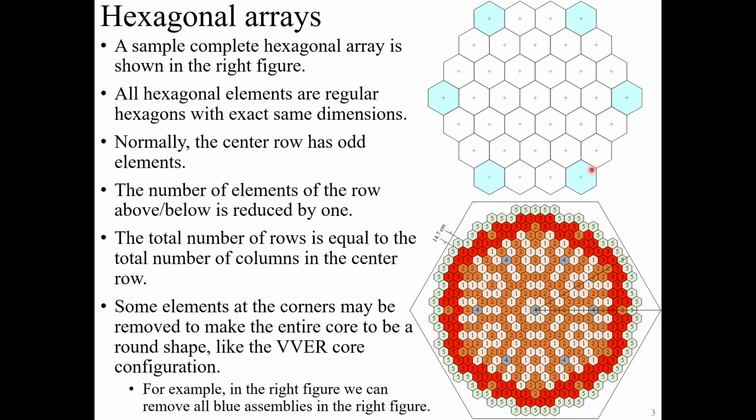The total number of rows will be equal to the total number of columns in the center row. For this one, we have a total of 7 rows, and we have a total of 7 columns in the center row as well. Okay, so the number of rows is equal to the number of columns in the center row, and they are both odd numbers.